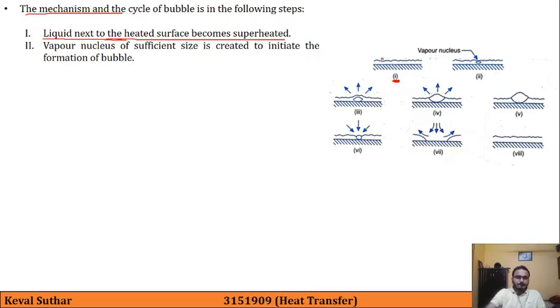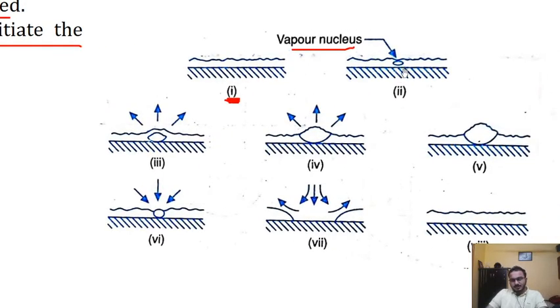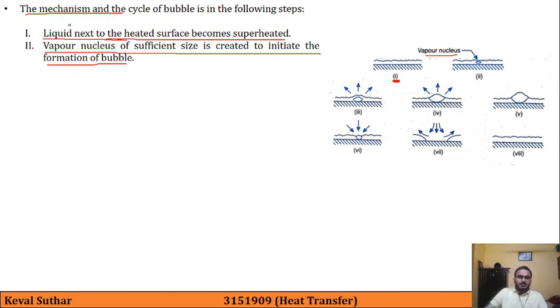Second is the vapor nucleus of sufficient size is created to initiate the formation of bubble. So here we are discussing about this vapor nucleus, the small dot that you are observing here. We are discussing about this small nucleus. So vapor nucleus of sufficient size is created to initiate the formation of bubble.